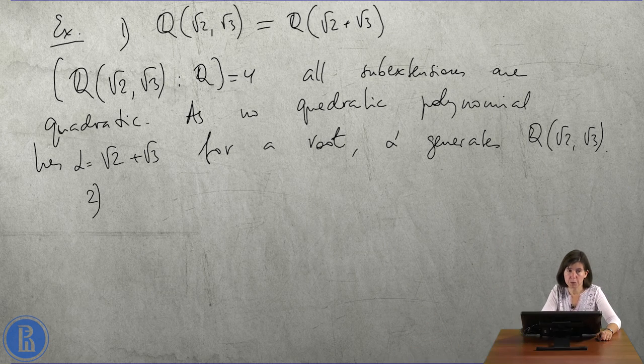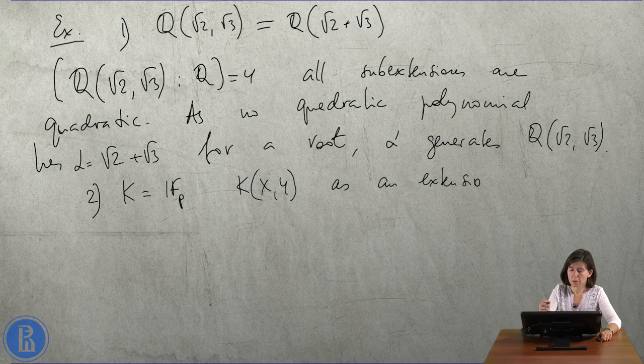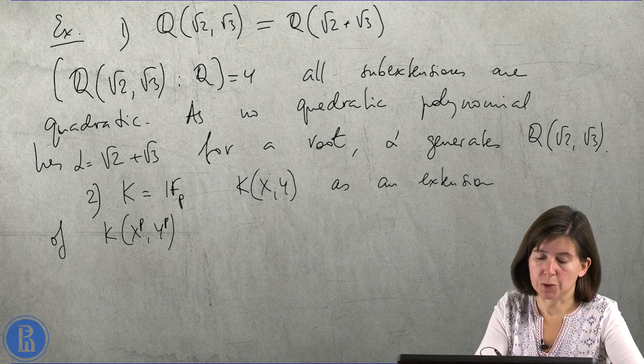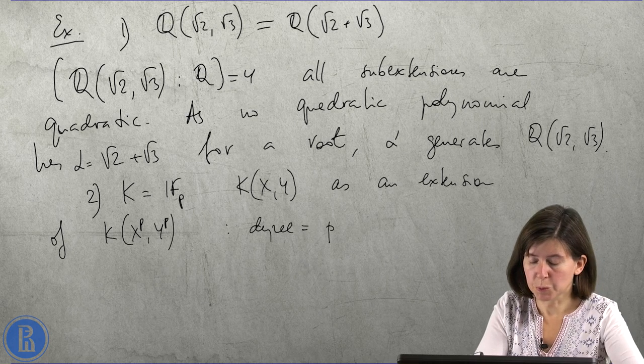So let me give you an example of an extension which cannot be generated by a single element. So take k, say, equal to F_p, and consider k(x, y) as an extension of k(x^p, y^p). Well, this is of degree equal to p squared.